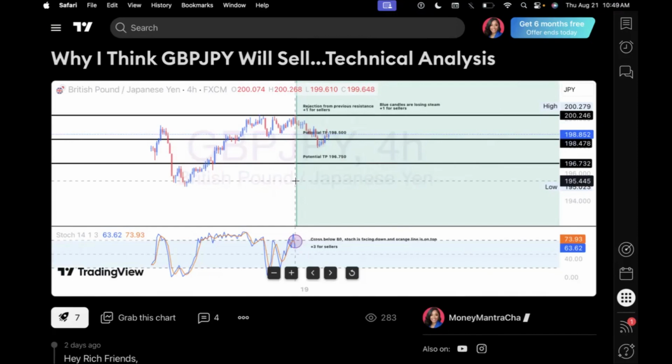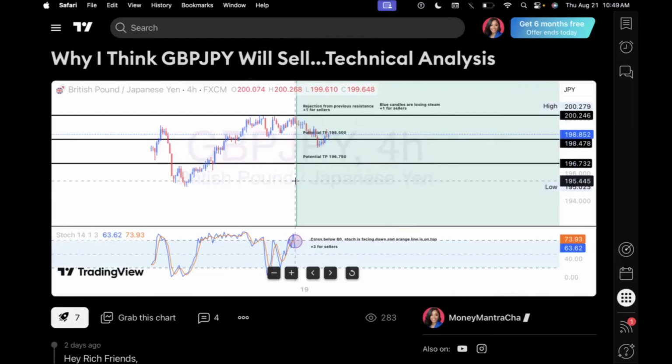So just to recap, the first thing that you want to do is mark previous support and resistance. You can do this on 1 to 3 time frames. The second thing that you want to do is determine which side has the momentum, and you can tell this by the bodies of the candles. Are you seeing bigger red candles and smaller blue candles, or are you seeing bigger blue candles and smaller red candles? The third thing you're going to do is ask yourself the 3 questions on the stochastic.